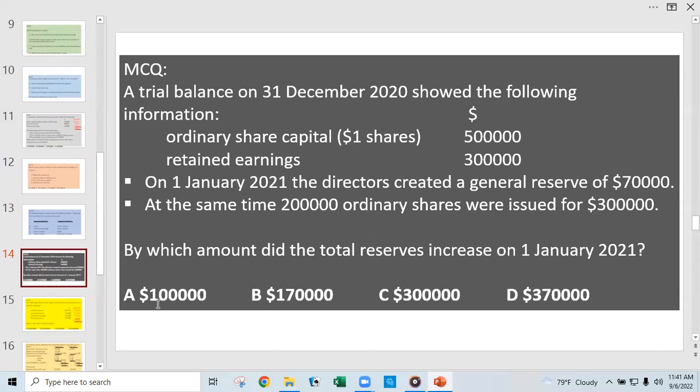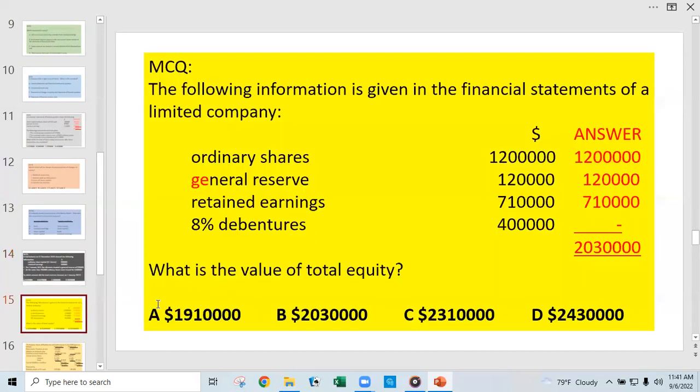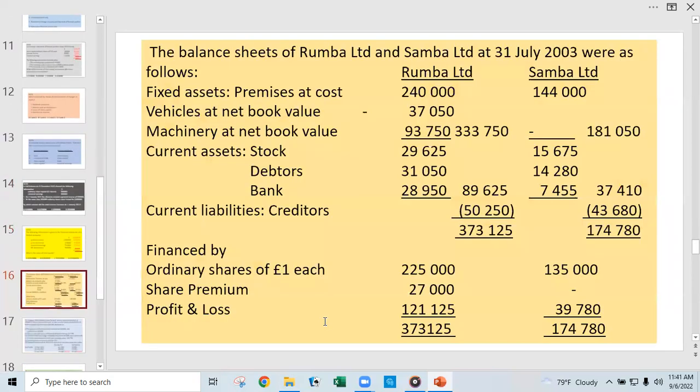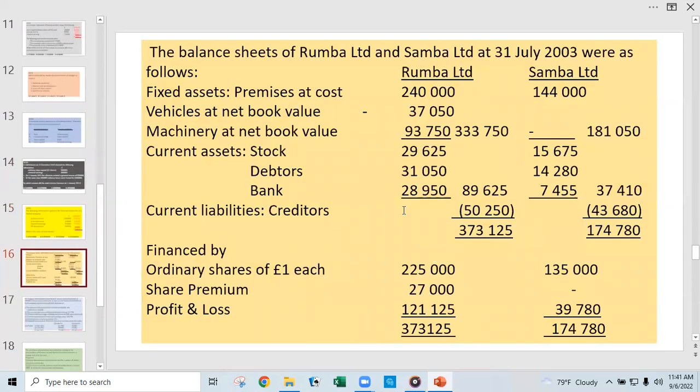MCQ is asking about the total value of equity. 8% debentures are not part of equity. Therefore that is eliminated. The total is 2,030,000. The answer is B. Now let's move on to the final question, where balance sheets of two companies are given.